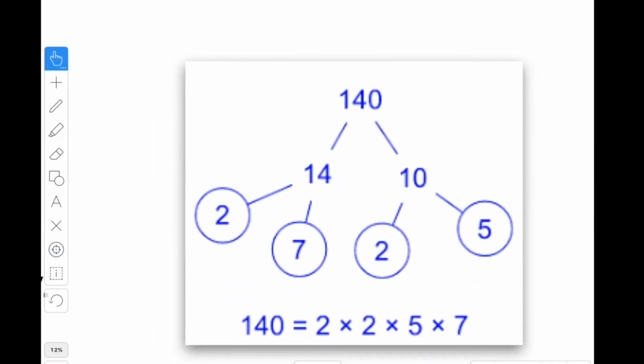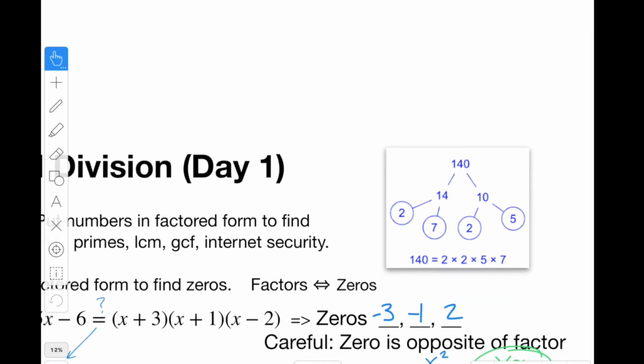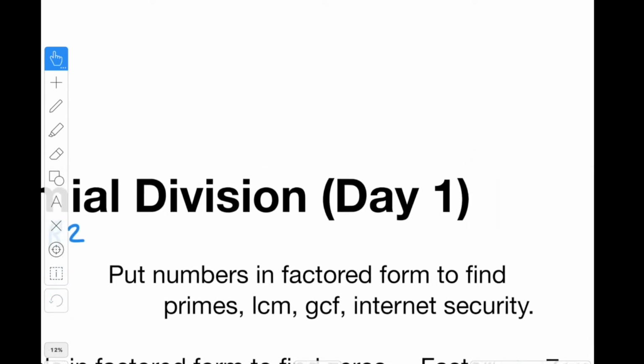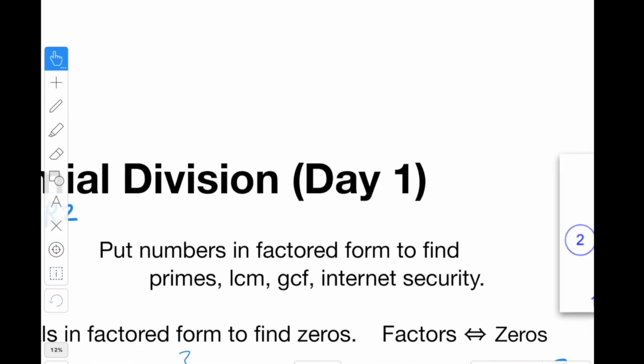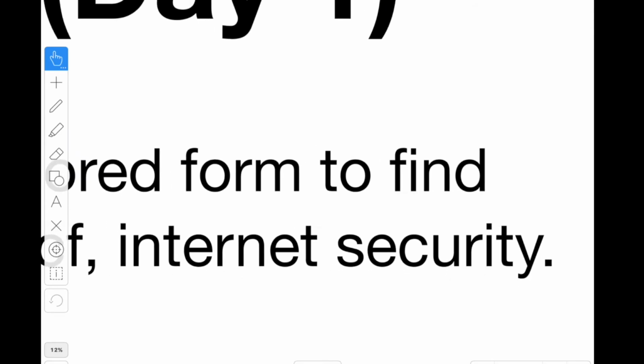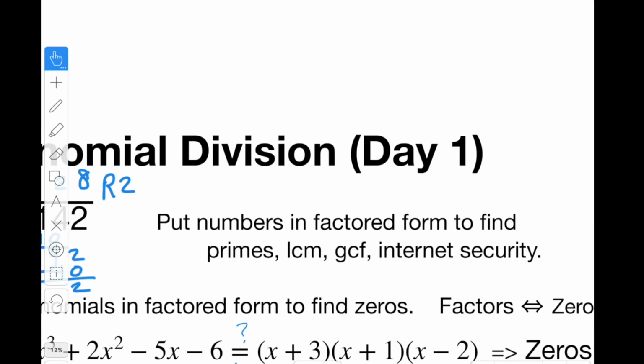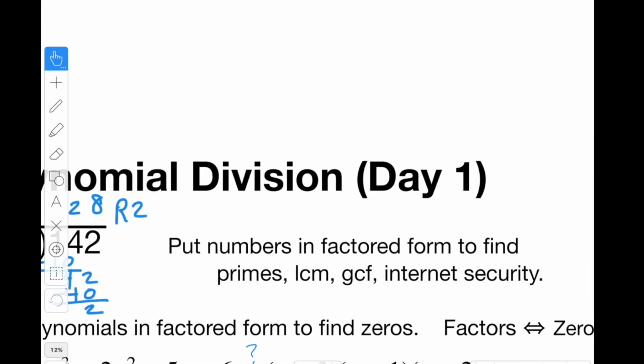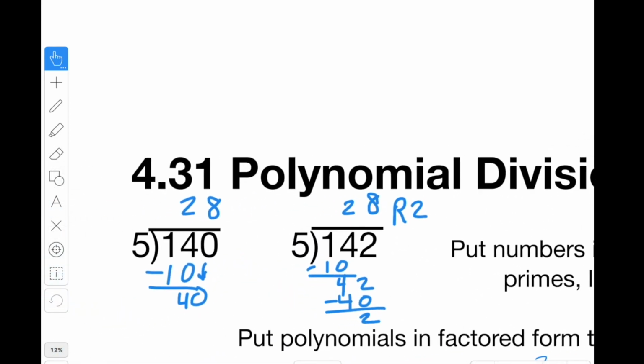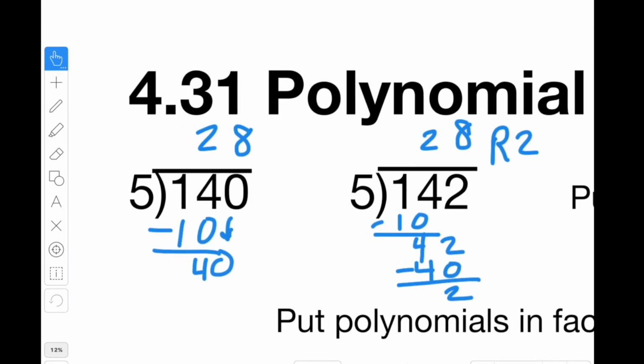Factoring like this, you start with something complicated like 140 and simplify it down, or factor it down to 2 times 2 times 5 times 7. If you could do that with any number you ever wanted, then you could pretty much hack into any kind of internet security system. They're all based on the fact that this is difficult. Putting numbers in their factored form to find primes, least common multiple, greatest common factor. The ability to factor is incredibly important.